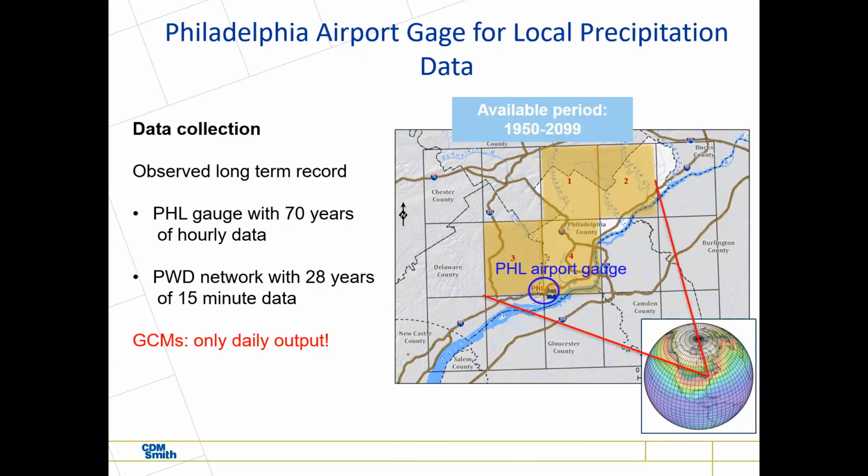And then, of course, you need a gauge. Philadelphia has over 30 gauges that have 15-minute data. But for most of the analysis, we use the longer-term results, hourly data from the Philadelphia Airport gauge. And all of the results that I'll be showing you today are based on that particular gauge. You want as long a period of record as possible. And of course, in Philadelphia, that was the airport gauge itself. Remember that the Philadelphia gauge is hourly. The Philadelphia Water Department network has 15-minute data, but the global climate models will only give you daily output. So you're going to have to do some work to get your future projections.